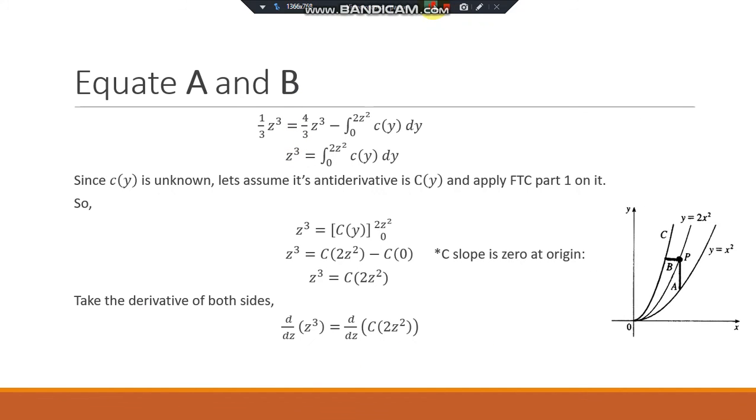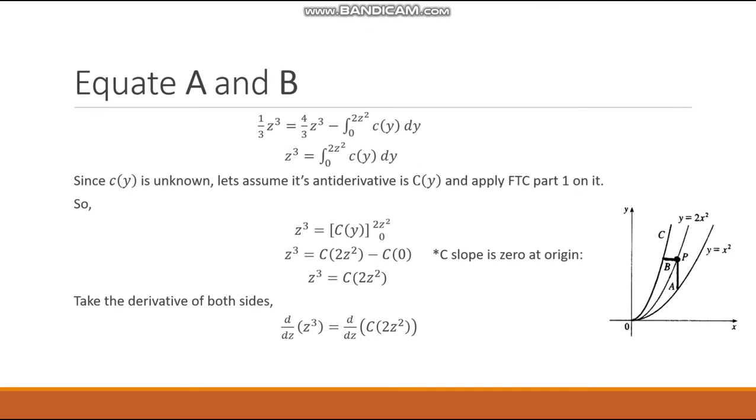So now that we have the area for region A and the area for region B, we set them equal to each other, and we're doing this to find line C, which is in the definition for the area of region B. So first thing we're going to do is get rid of the 4/3 z cubed here. We're going to subtract each side by 4/3 z cubed, and so there'll be a negative out here, but that'll cancel out with the negative in front of this integral. So we're left with z cubed is equal to the integral of line C in terms of y from the y value 0 to the y value 2z squared.